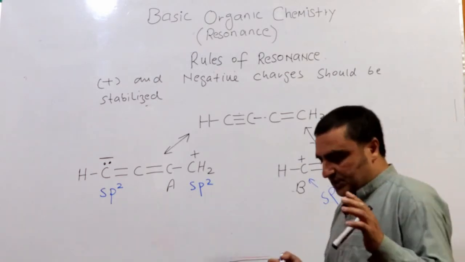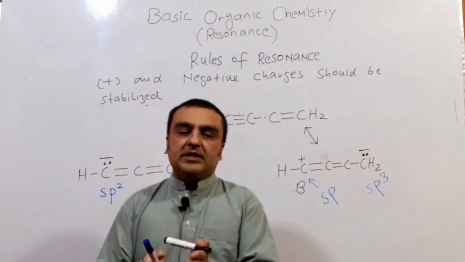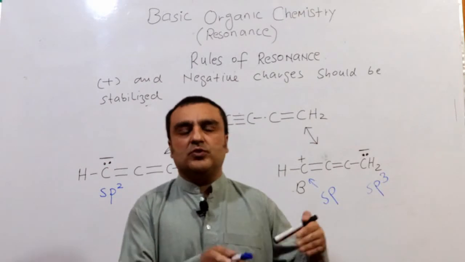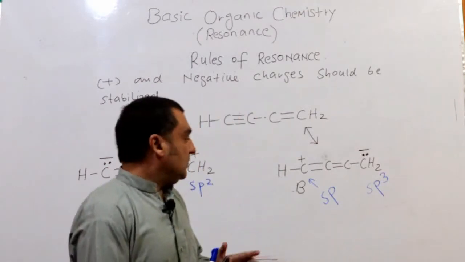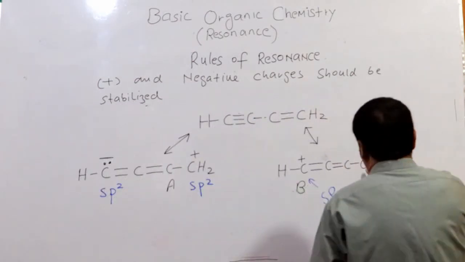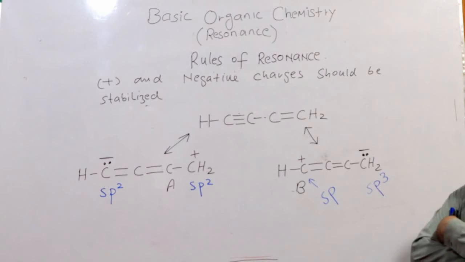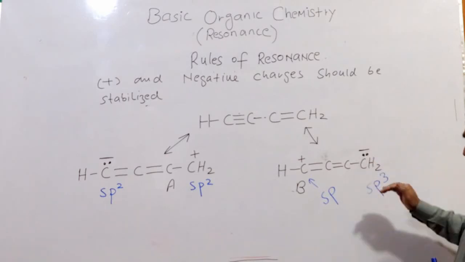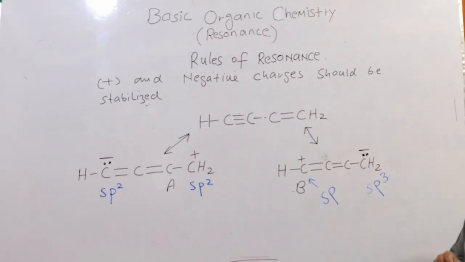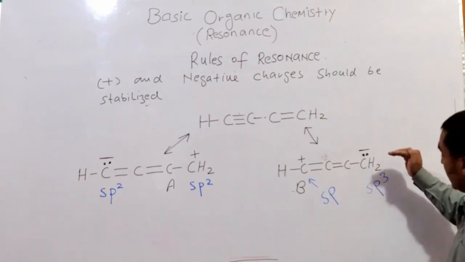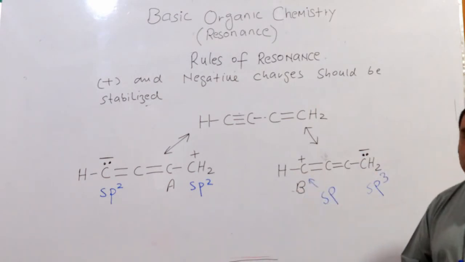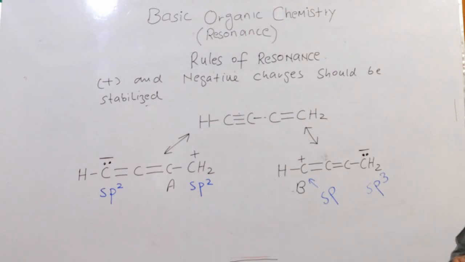So there I just told you that sp is more electronegative than sp2, and sp2 is more electronegative than sp3. So here, if you ignore this structure and look at this structure, when you are comparing the two structures sp and sp3, I wrote the negative charge on sp3 in the presence of sp carbon. So this is not good, it is bad, okay.